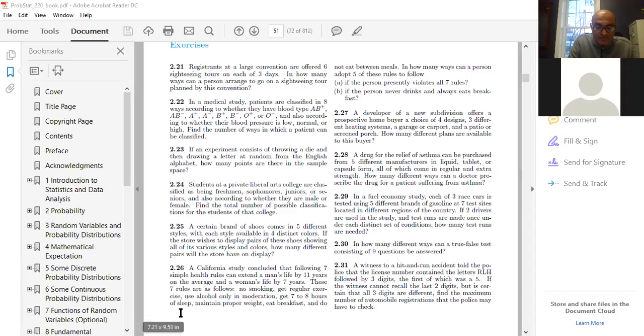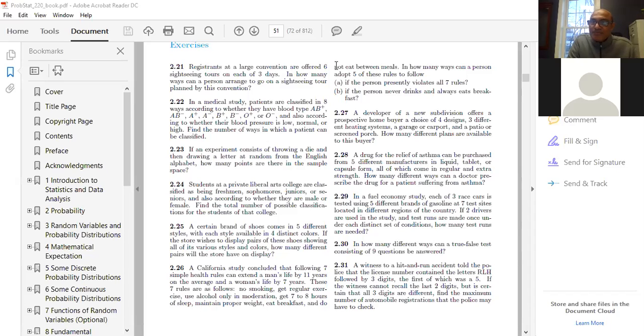Get 7 to 8 hours of sleep, fourth. Maintain proper weight, fifth. Eat breakfast, sixth. And do not eat between meals, means your lunch and supper. Do not eat anything between these 2 meals. In how many ways, so 7 rules are there, in how many ways can a person adopt 5 of these rules to follow?